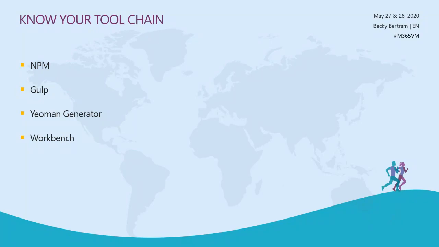The Yeoman Generator basically creates what we call scaffolding. You can say, I want to create a sample project, and it'll ask you a series of questions. Are you creating a web part? Are you creating a page? What are you creating? Are you using React, Angular, or Knockout? And then it will generate the whole file structure for you.